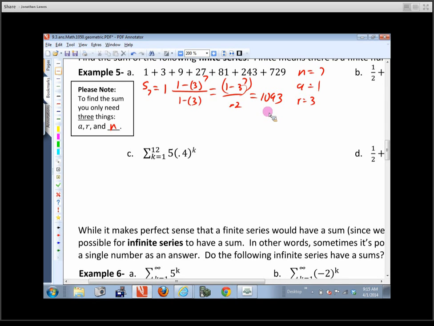1,093. Okay? There we go. If you type something in wrong, you're going to get the wrong answer. If you don't put parentheses around it and you do it as one single expression, you're definitely going to get the wrong answer. Okay? But there's our answer right there.